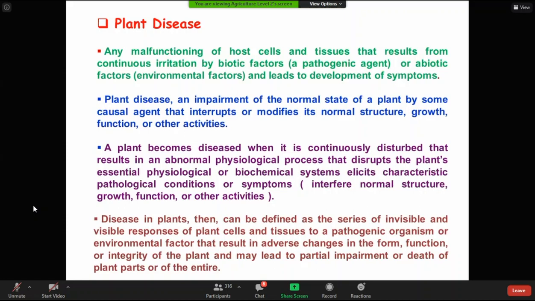If you improve your definition, that means interruption of normal growth, structure, and function due to pathogenic infection, we call it plant disease. Sometimes it can be defined as a series of changes, visible or invisible. Invisible means just the microbes come in contact with the host, and visible means when it expresses the symptoms.